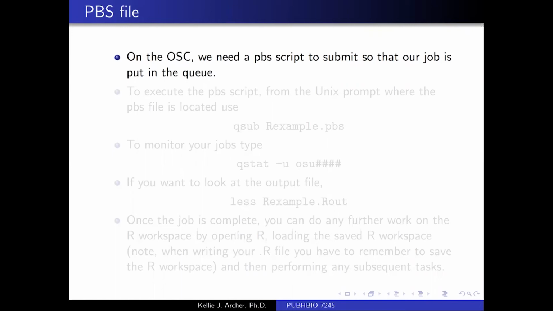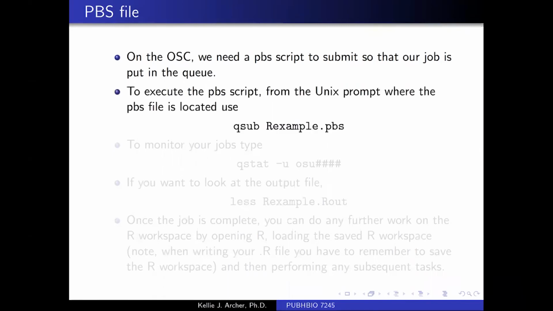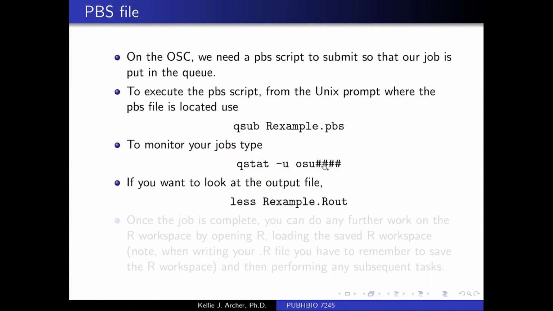So again, what we need is a batch script for our job. We then need to submit the job, and we submit the job by issuing the command qsub followed by the name of our PBS script. If we want to monitor the job, we want to use the command qstat. There's a number of different parameters. I typically use qstat -u, which stands for user, and then I pass to it my OSC username. While the script is running, you can look at the output that's routed to the log file.